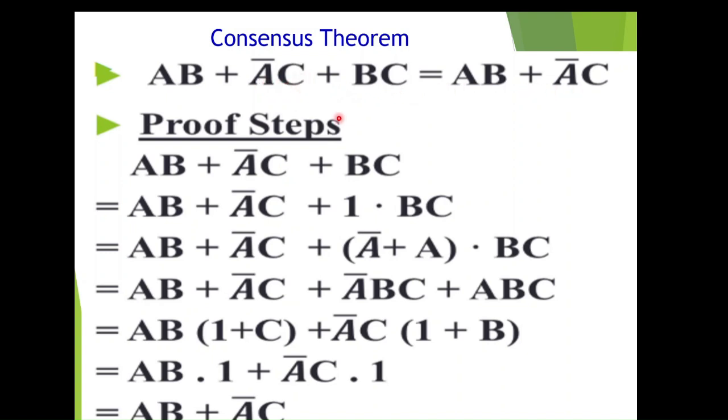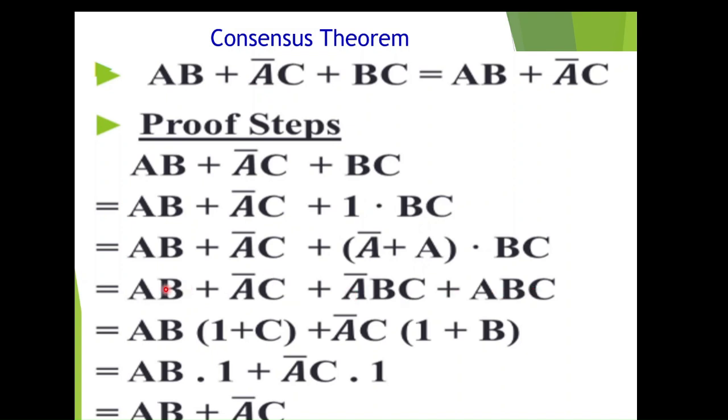To prove this, we have to multiply this BC by A plus A dash. Then only we can prove. So I am multiplying by A plus A dash. A plus A dash is 1, that doesn't change the value. So when you multiply, you will be getting A dash BC plus ABC.